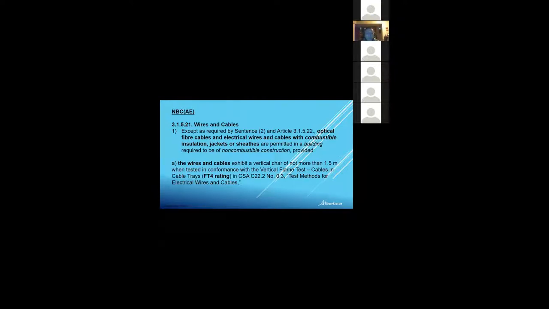So the question is, why does the 750 millimeter unobstructed path of access to equipment not apply to dwelling units? The 750 millimeter path of access? Well, dwelling units, I don't have a slide on that. But dwelling units.